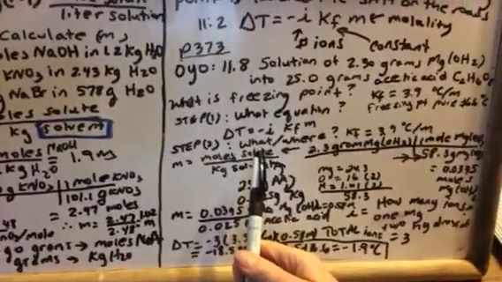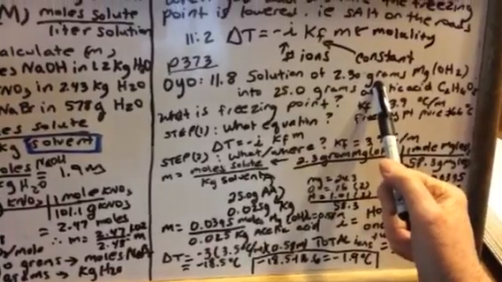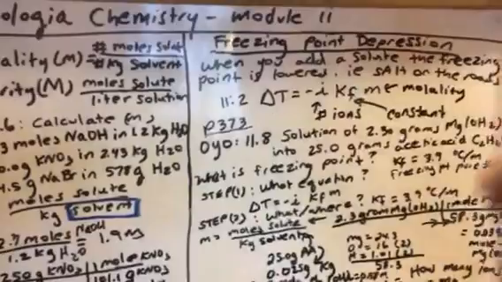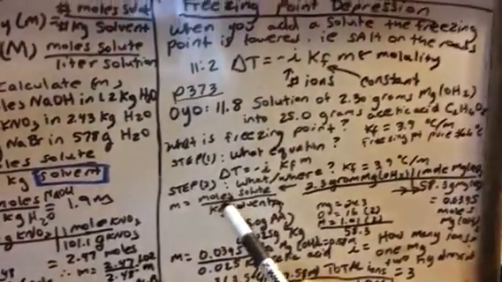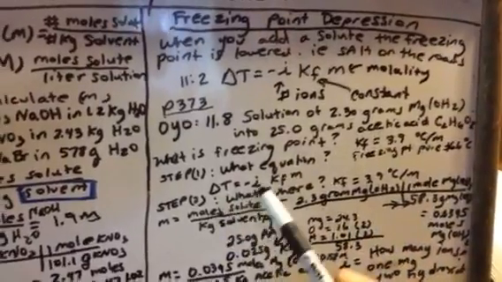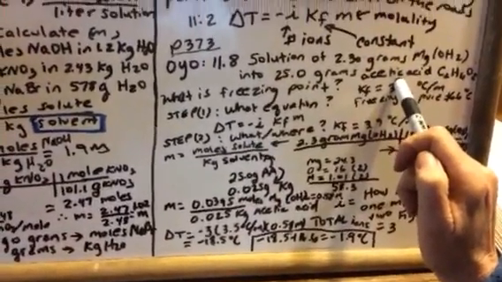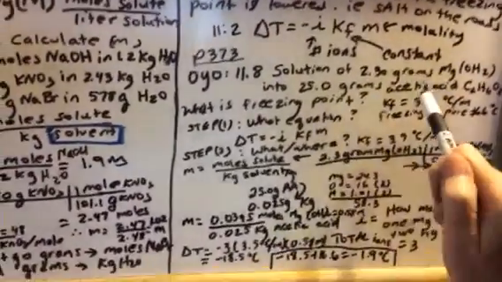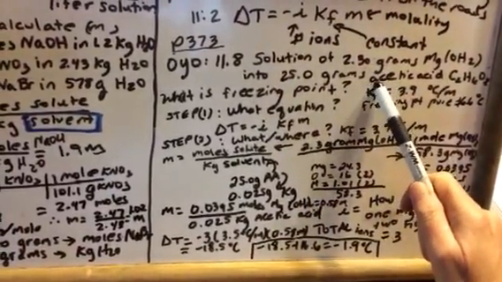Well, we know that we have 2.3 grams of Mg(OH)2, but we know we're going to have to convert that to moles. By definition, it's moles per kilogram. And we know that we have a number of grams of the acetic acid, which is your solvent. Okay, so you have 2.3 grams and 25 grams. And one we're going to have to convert to moles, and one we're going to have to convert to kilograms.